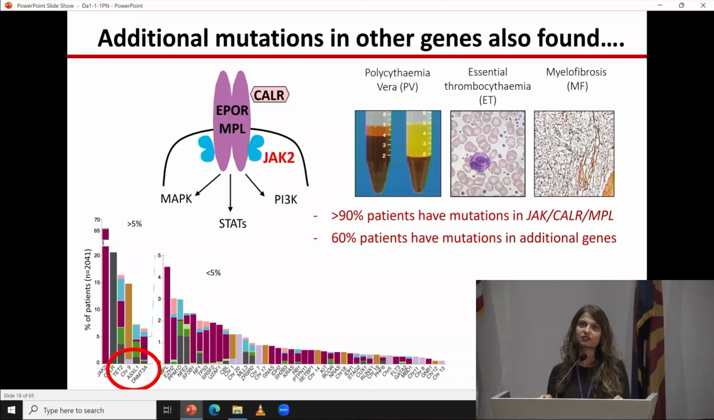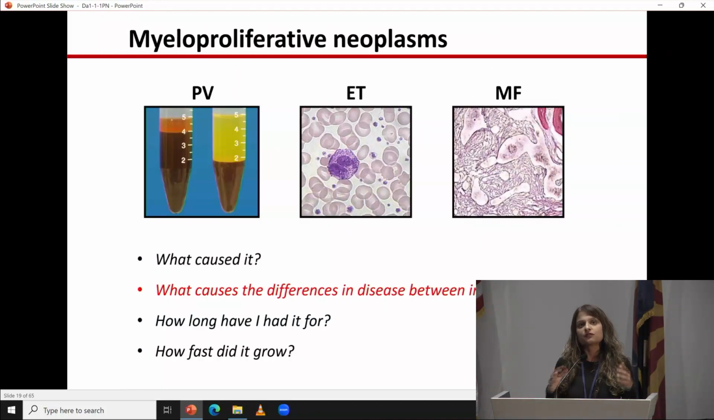We develop mutations in many other genes, and some of you here, but maybe not many, will hear of mutations in DNMT3A, TET2. These are common as we get older, and as all of us in our room get older, we'll be able to detect these things in our body, regardless of whether people have MPNs or not. It's part of normal aging. So that's what causes it. So what causes the difference between individuals?